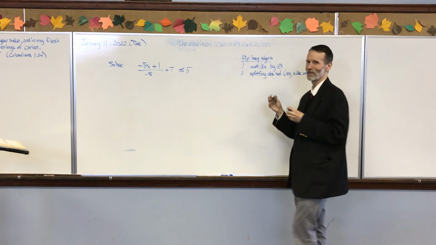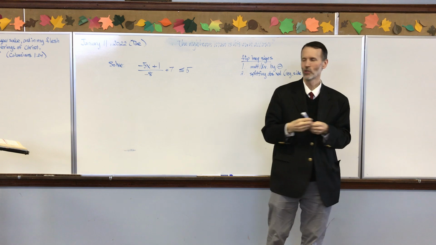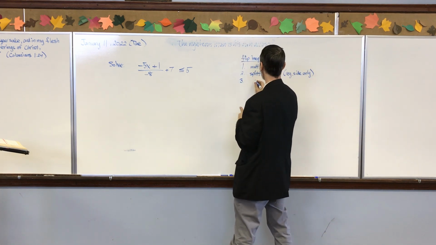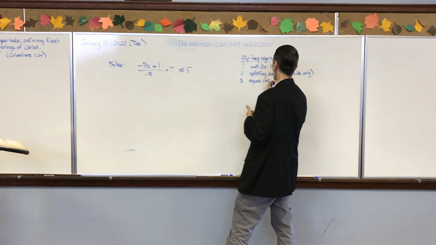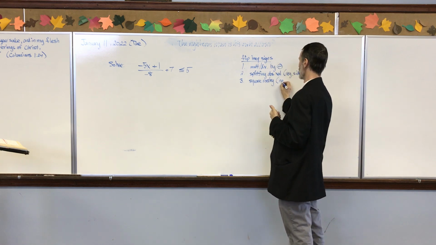Ringing some bells from previous years? Yeah, well, what's another one? Square rooting. How many answers does that give you? 2. What kind? Positive and negative. Which one goofs it up? Negative does. Square rooting, negative side only.